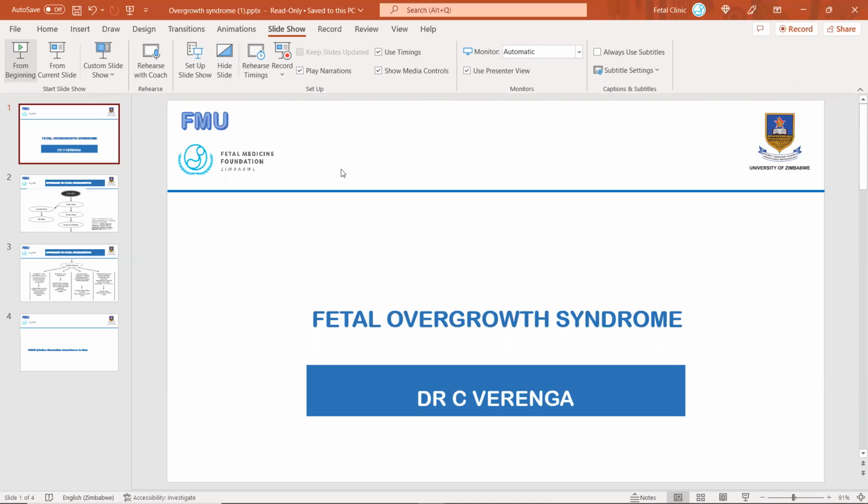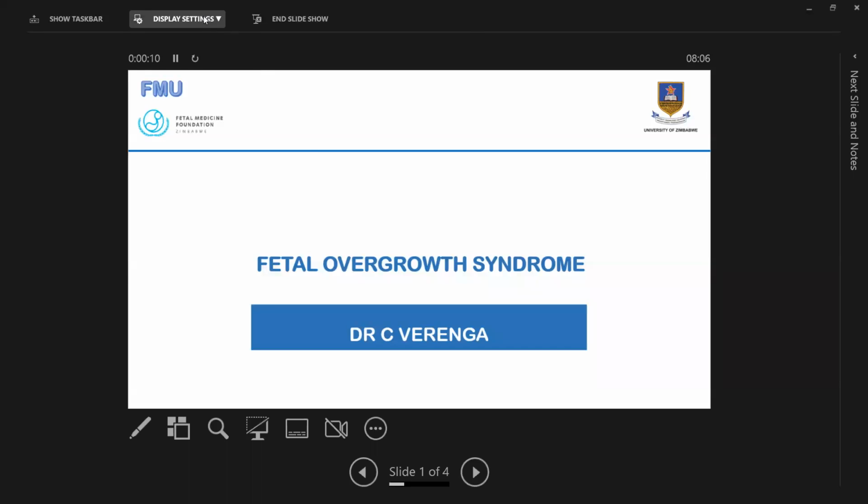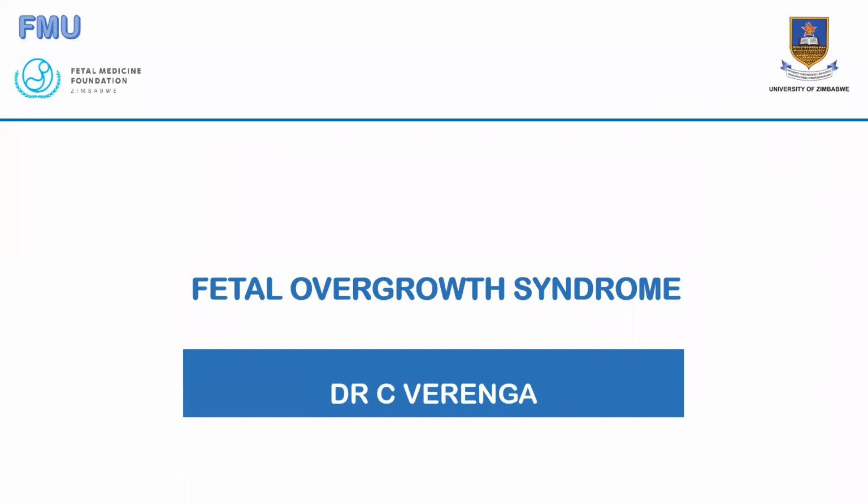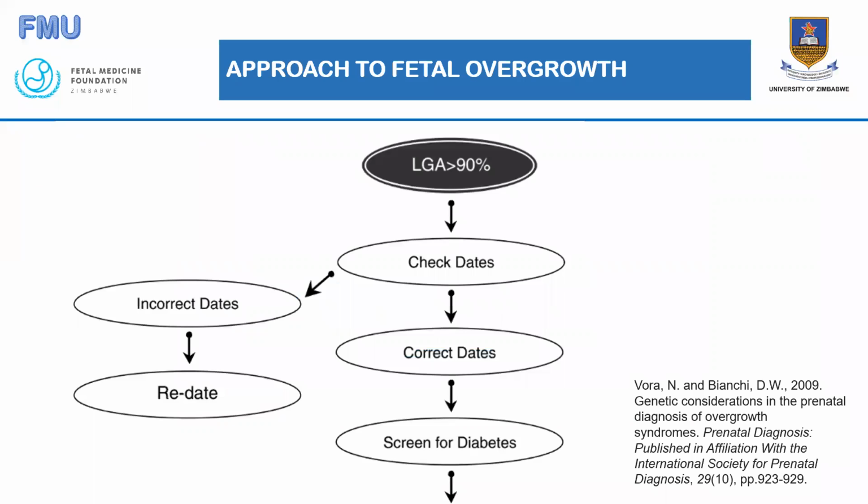Last week, we did a syndromic approach, but we were dealing with the commonest chromosome abnormalities. But you all know that there are many genetic syndromes. The question is, when you are scanning a patient, how do you know which genetic syndrome is more likely? This is what we'll cover today on top of the overgrowth. So the overgrowth, this is the approach that we should use.